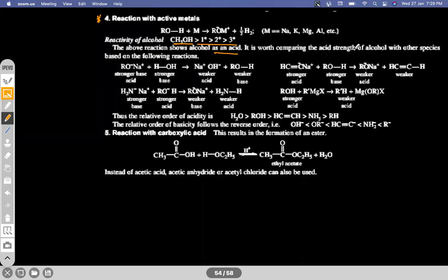It is worth comparing the acidic strength of alcohol with other species based on the following reactions. It is basically a conjugate acid-base reaction, which we can easily compare. This order, you just write it down. It is not mentioned here, but I'll just correct it. The relative acidity is H2O more than alcohol, then alkyne, then amine, and then alkane. This R, you must know, should not be CH3 for alcohol I'm talking about, but the order is water, alcohol, alkyne, amine, and alkane.